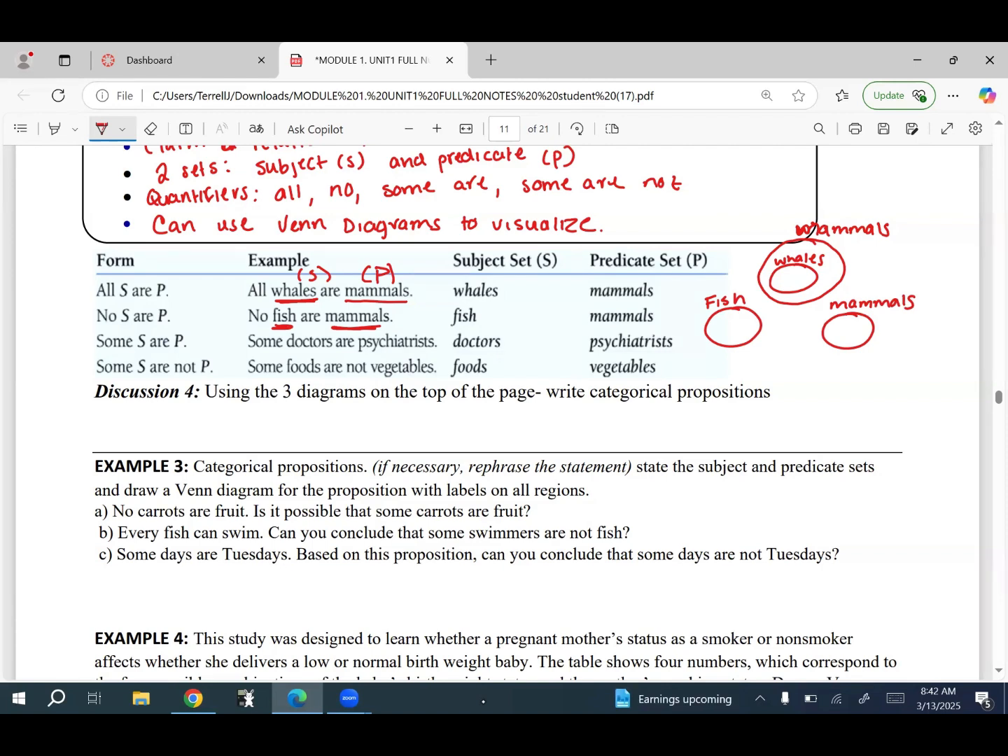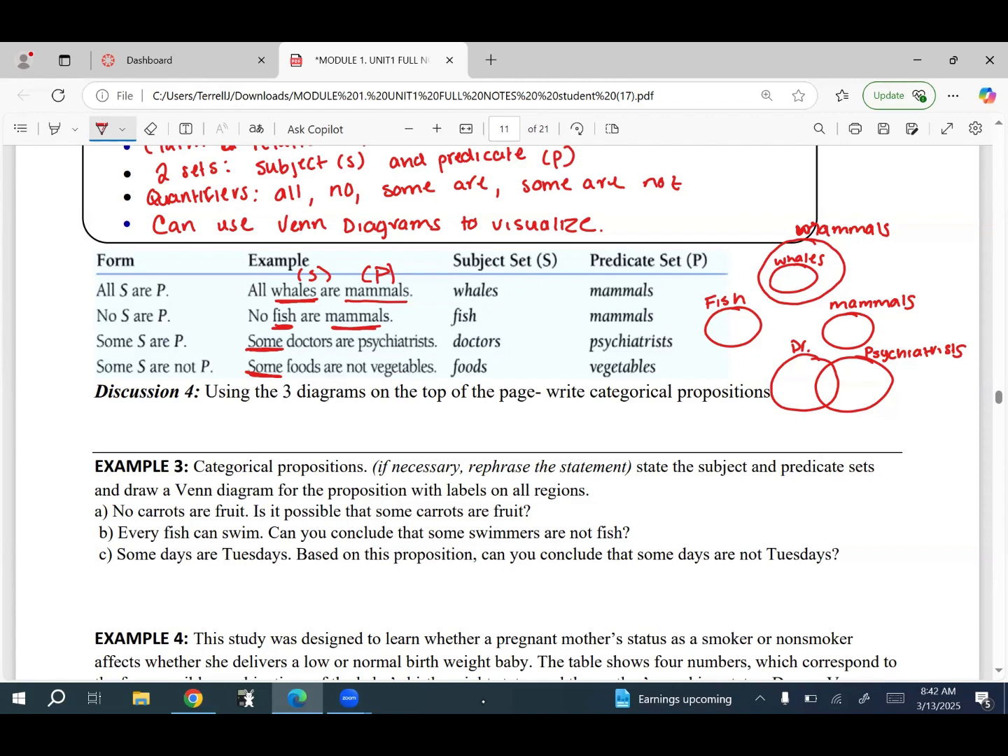Some doctors are psychiatrists. So in this case, some implies that there is some overlap between some members. So we would draw that like this. And we have doctors and psychiatrists. Some foods are not vegetables. Again, an overlap relationship. You're seeing the word some.